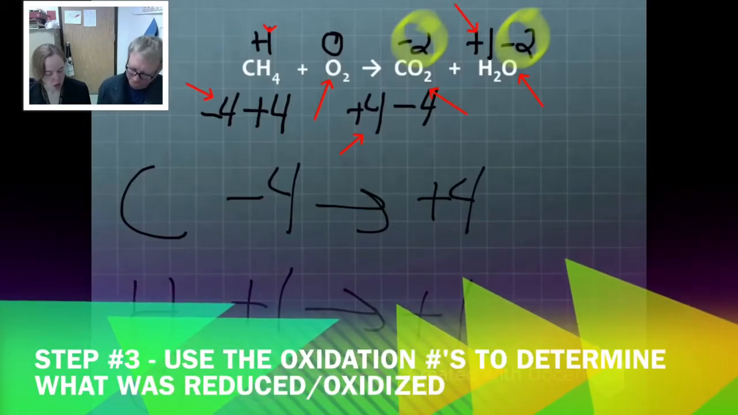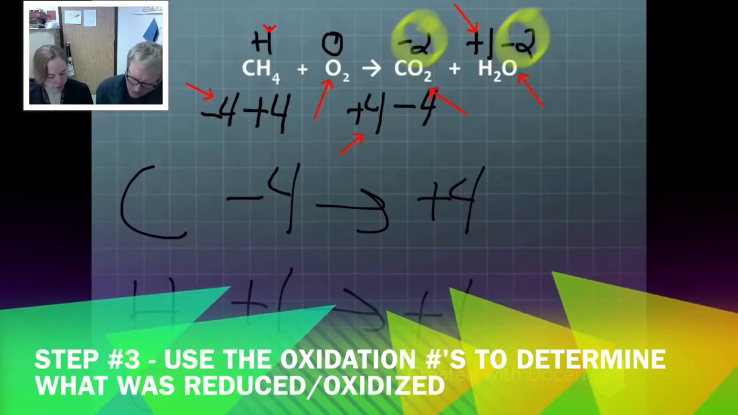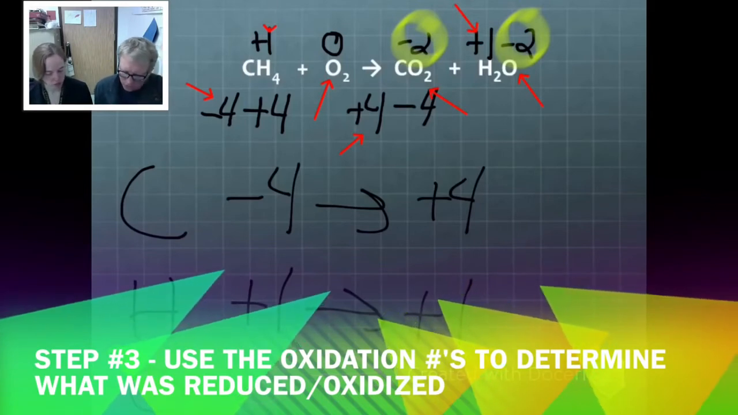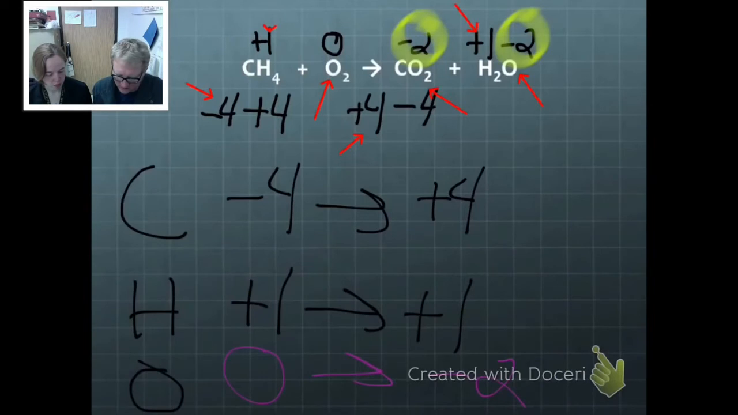All right, so what do you notice? If I look at the carbon, it started out as -4. It went from -4 to +4, so that's going up. And since it went up, it's oxidized. Up is oxidized. All right, and so then hydrogen went from +1 to +1.